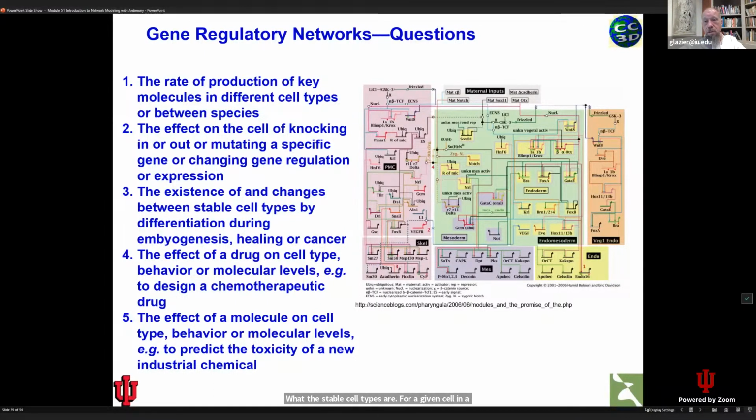There's a beautiful package called Cell Collective that our friend and collaborator Tomas Helikar developed, a nice open source package that does Boolean gene regulatory network models. And they've been able to show, for example, that T cells have many more cell types than were understood. There are many more stable cell types. You'd like to know how drugs change these behaviors, if you're designing a chemotherapeutic or you're trying to evaluate toxicity.